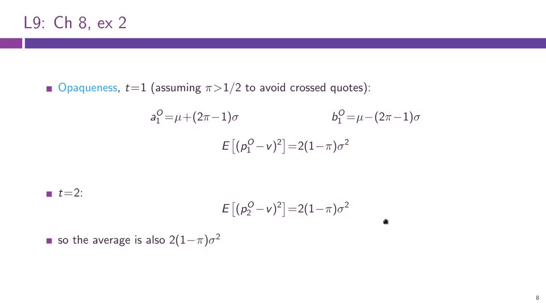This means that under opaqueness we get the same residual price variance in both periods, so there is no additional price discovery in the second period compared to the first period. So the average is at 2. Average residual variance does not change over time. Okay, we've computed all of the 4 residual price variances that we need. We've even computed the averages under opaqueness and under transparency. Now the only thing we have left is to compare them.